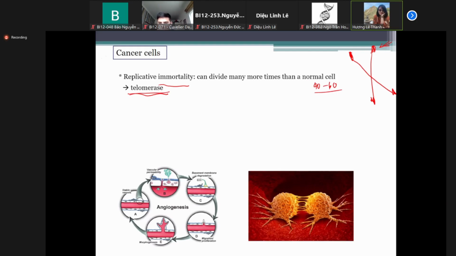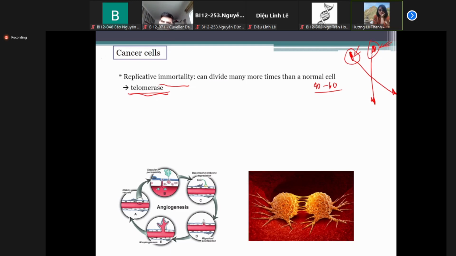Telomerase is highly expressed in cancer cells but not in normal ones. In normal cells, each time we do a cell division the telomere is shortened, and after 40 to 60 times they will die. But cancer cells have telomerase, so they can maintain the length of the telomeres and keep dividing so many more times.